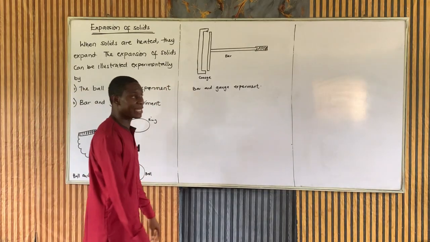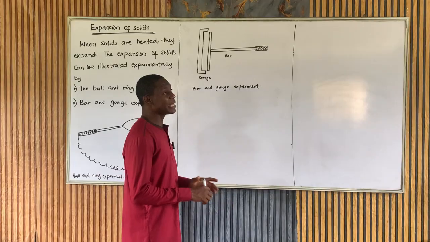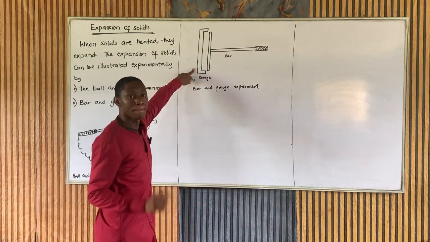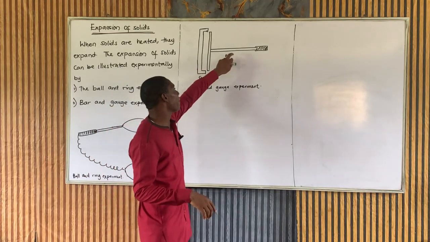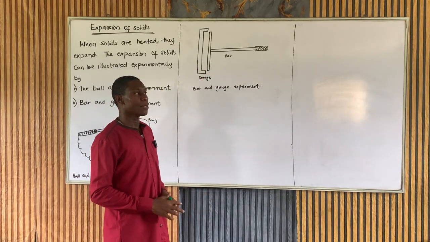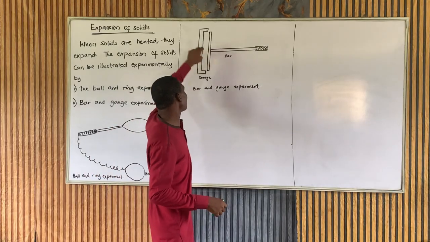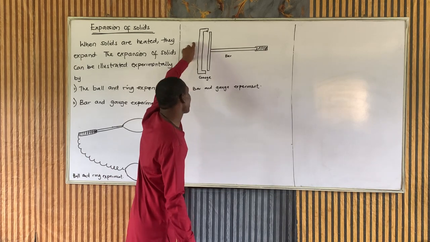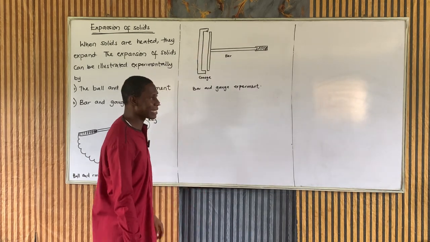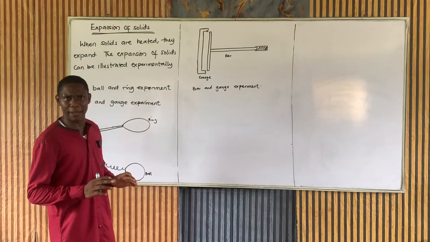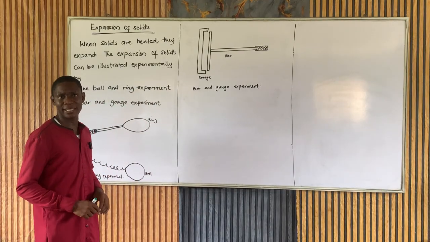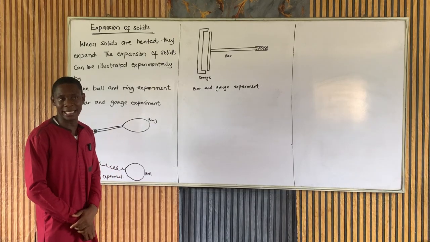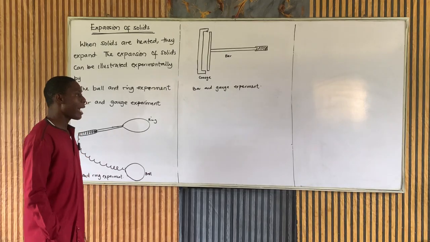The same goes for the bar and gauge experiment. Without being heated, this bar fits into this gauge. This is the gauge. But the moment the bar is heated, and one tries to fit it into this gauge, it no longer enters, meaning that the bar has expanded. So this clearly proves that solids expand when heated, even when it cannot be detected with the eyes.